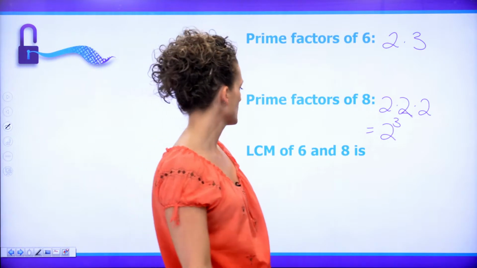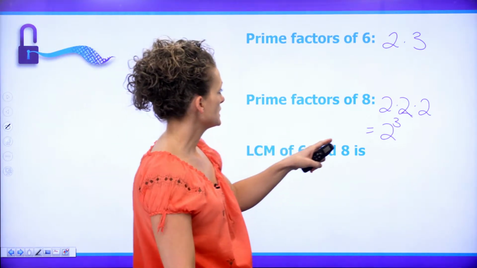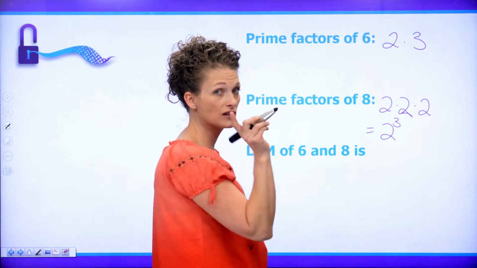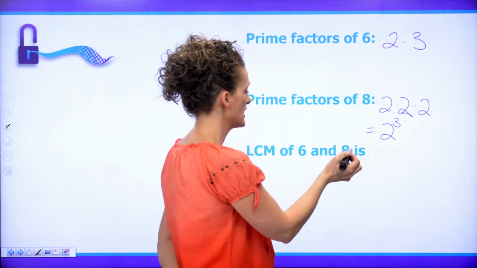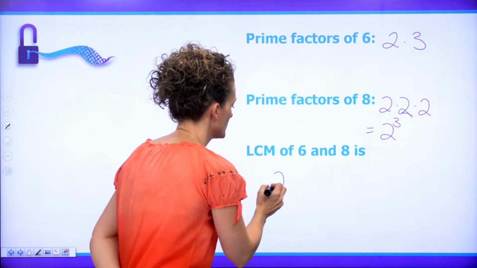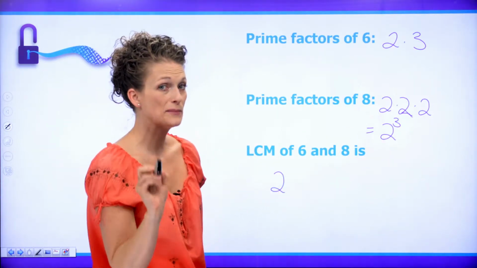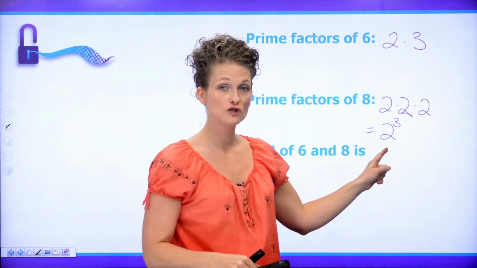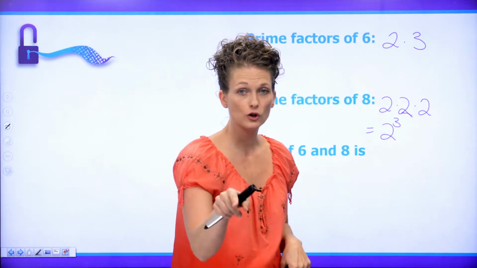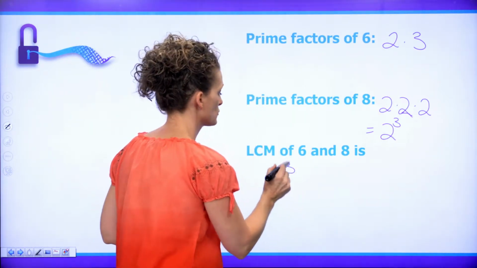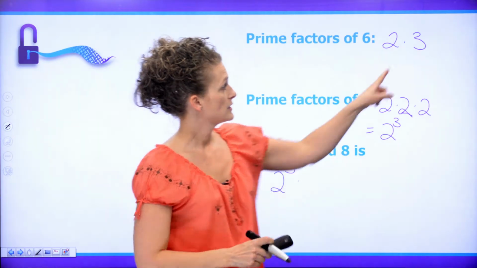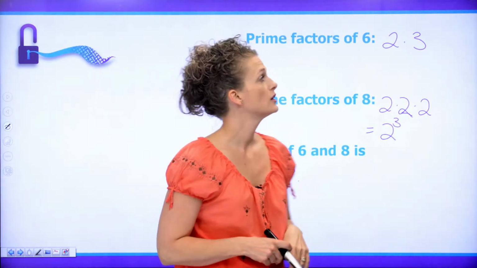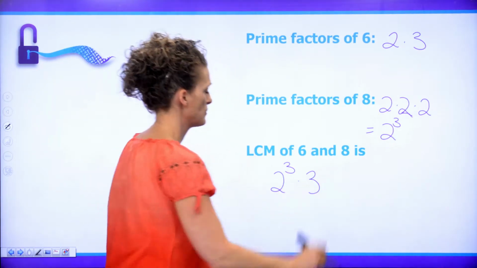So the least common multiple of 6 and 8, and now here's the trick when you're doing this, is you take each base with the biggest exponent. So here we have a 2 with the power of 1. Here we have 2 with the power of 3. So we're going to go with 2 to the power of 3. Now the 6 has a 3 and the 8 doesn't, but we have to include the 3. So we're going to say 3 to the power of 1.